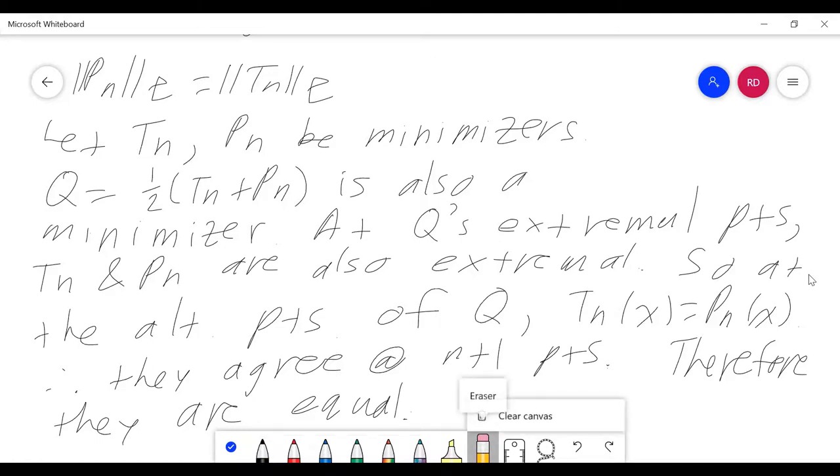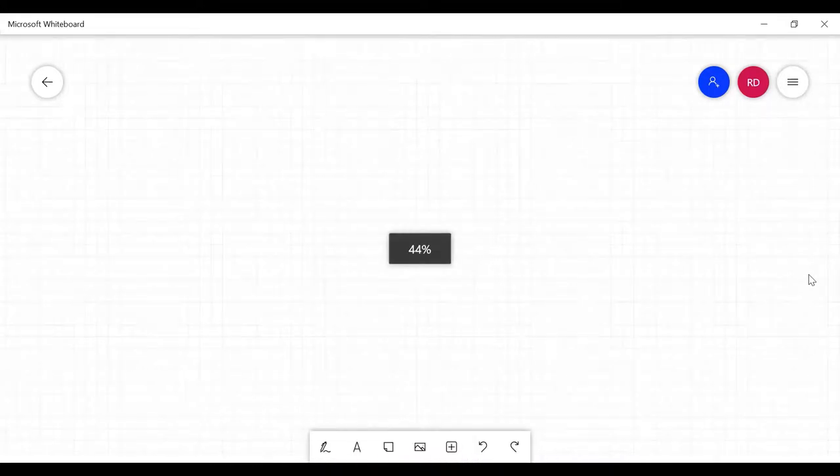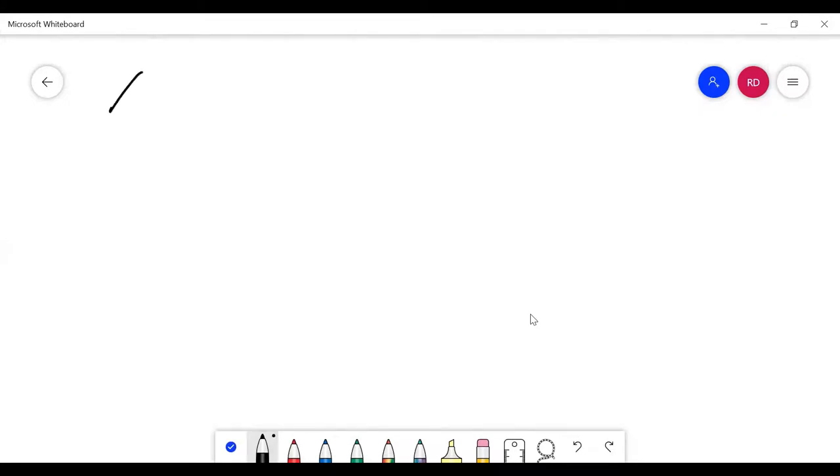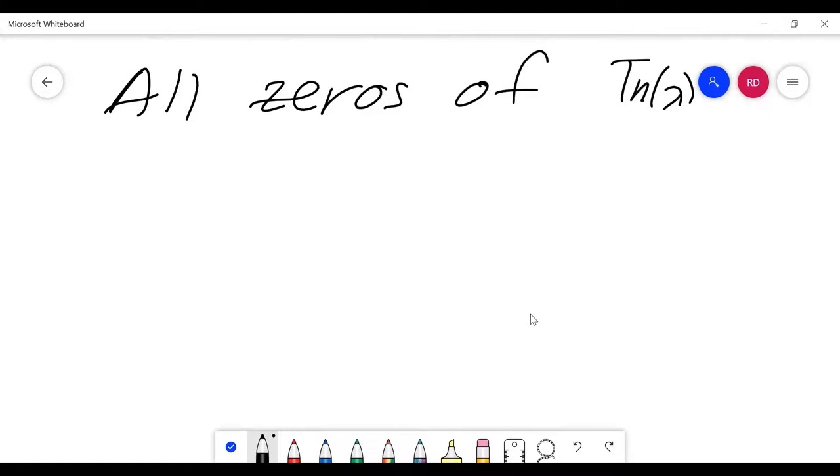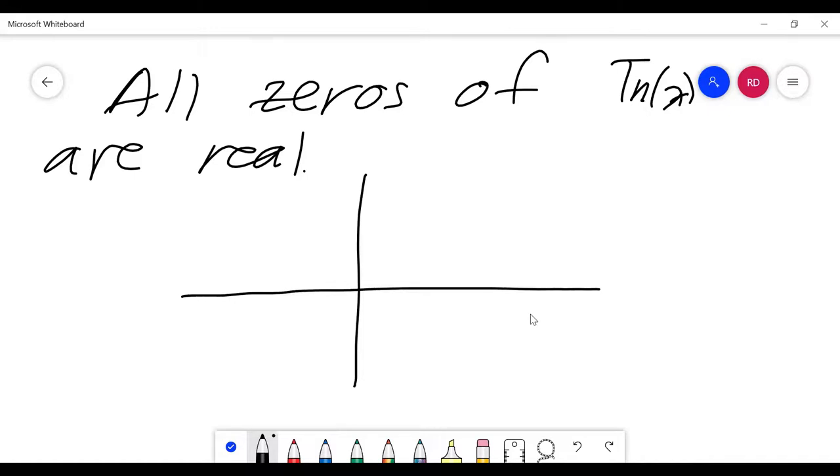Okay, so that theorem is going to have a lot of useful implications. Let's go over a few of those right now. For starters, all zeros of any Chebyshev polynomial are real. If the polynomial has n zeros, it would certainly seem possible that some of them are non-real, but that's not true. I'm going to draw an example here to give an idea of why this is. It'll be a little more complicated than our previous example.